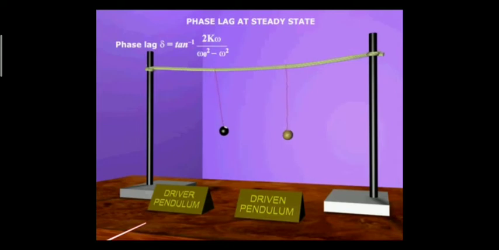Phase lag at steady state. Case 1. Omega 0 equal to omega. The oscillating body lags behind by a quarter of a cycle than the driving force when the steady state of motion is reached.